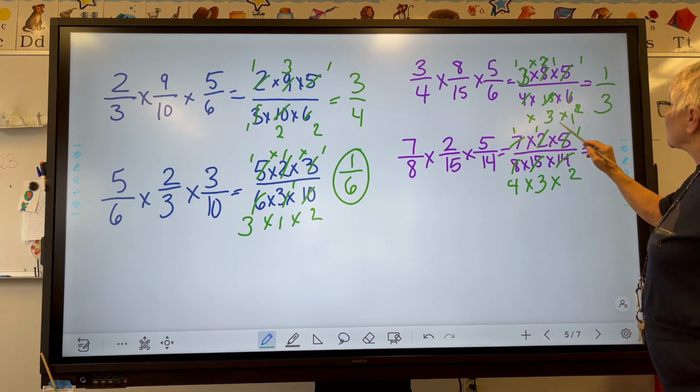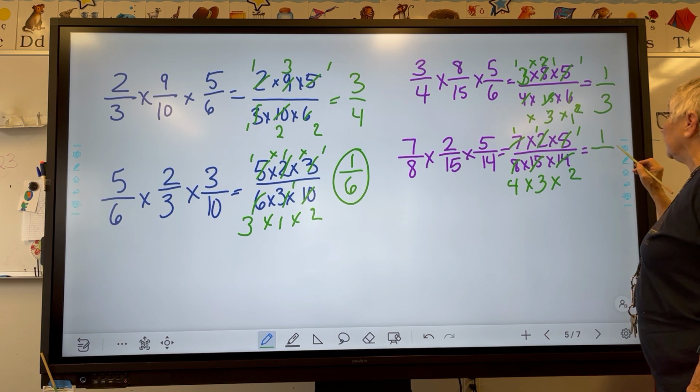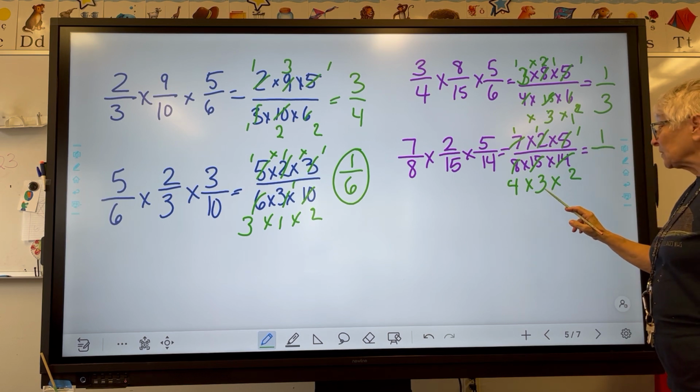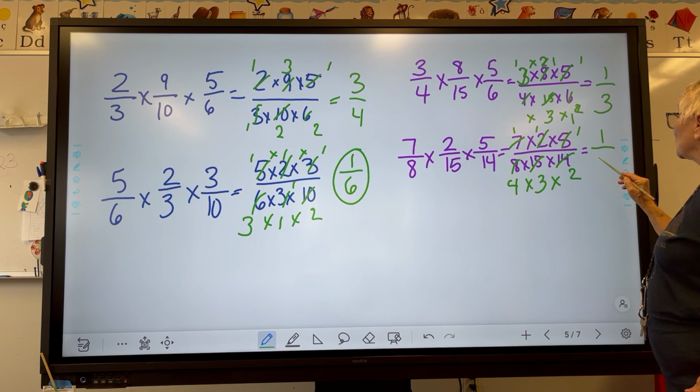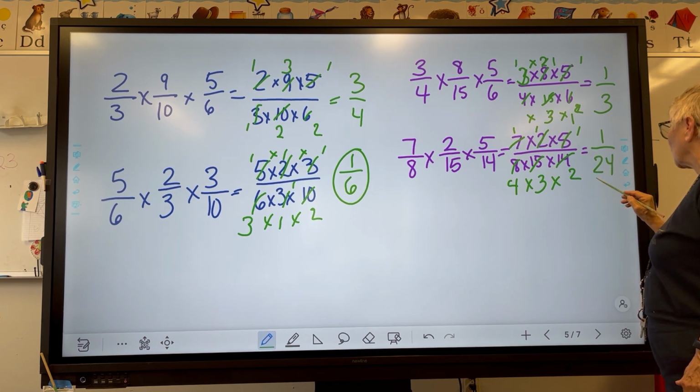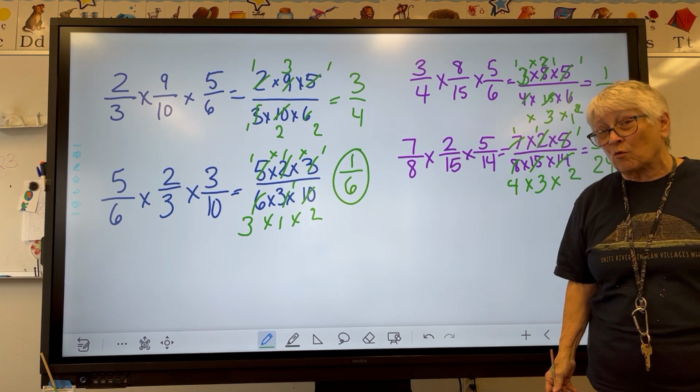So we have 1 times 1 times 1, which is 1. And 4 times 3 is 12. And 12 times 2 is 24. So we reduced it all the way to 1 over 24.